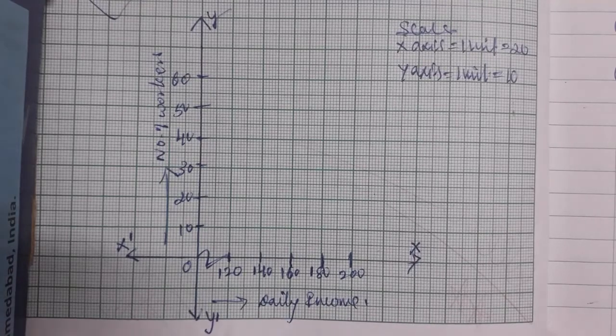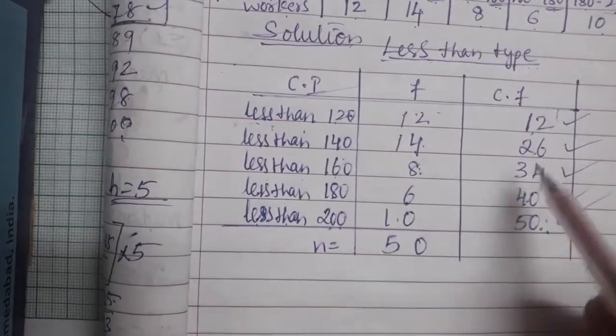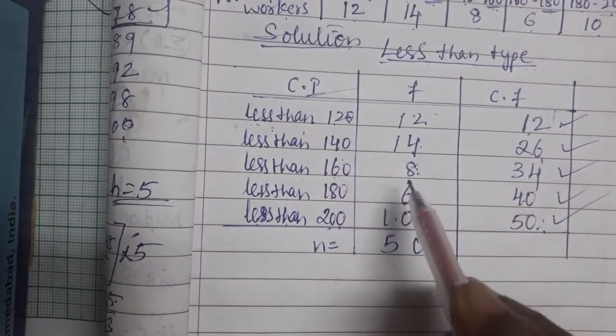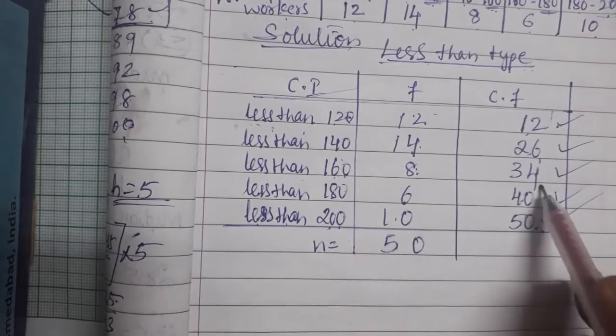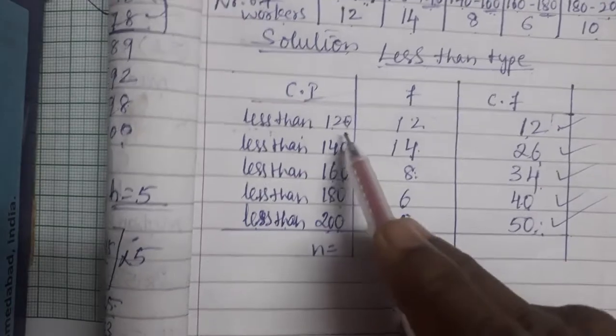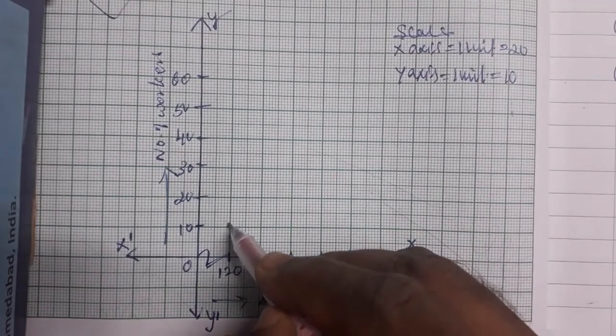Now you have to plot, and for plotting, definitely you have to see the cumulative frequency. For 120 it is 12, for 140 it is 26, for 160 it is 34, for 180 it is 40, for 200 it is 50. So I am plotting. For 120 it is 12. So 120 is here, 10 is here. Count 1, 2 small boxes. So that will become 12.